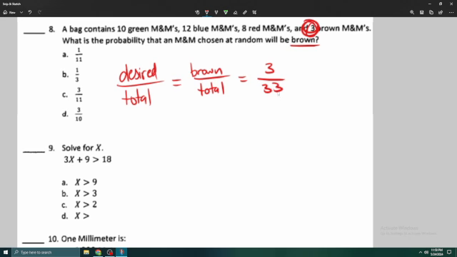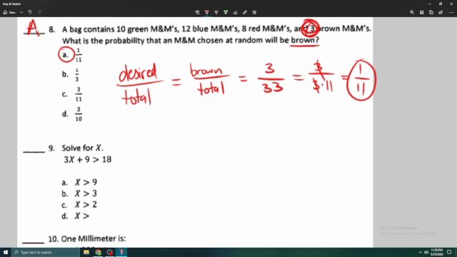That's 3 over 33, and you might be saying, well, wait a minute, I don't see this in any of our answers. We need to simplify this fraction. Remember, 3 is a prime number. 33 you can think of as 3 times 11. These two cancel out, so we got 1 over 11. That is our answer. A.